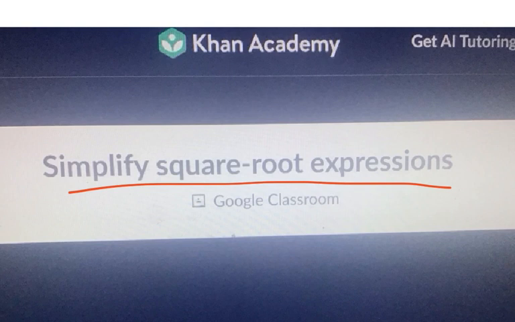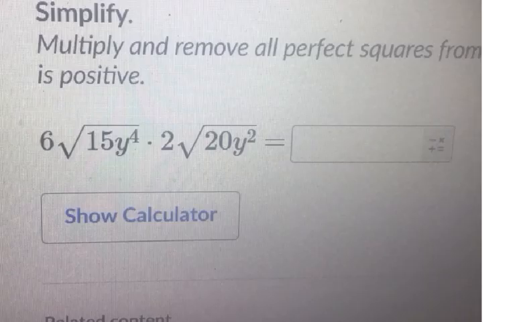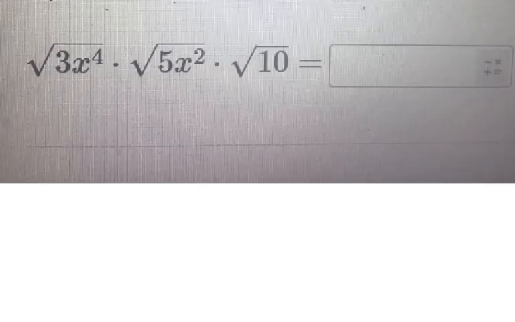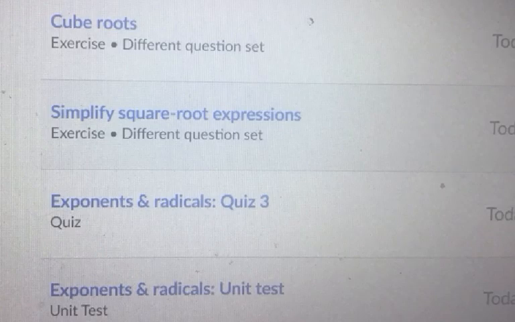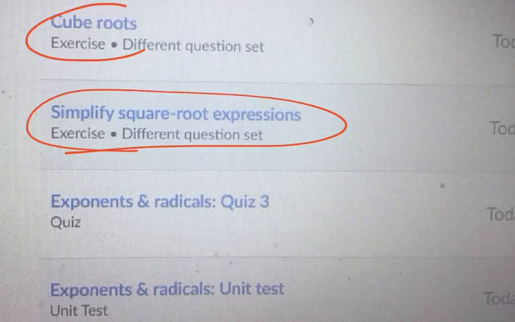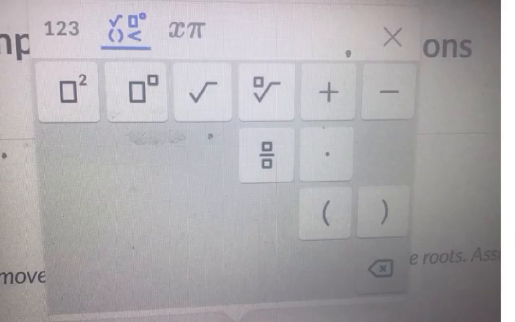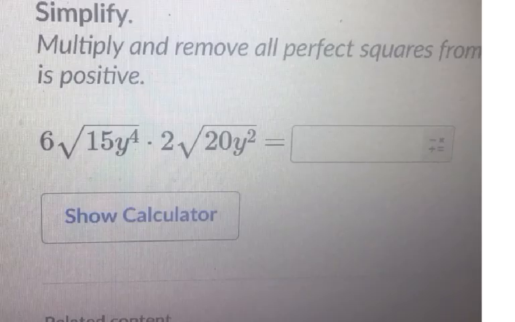Now, before I do a couple example problems in here, I wanted to remind you that you have not only this assignment, but I added a cube roots assignment, a quiz, and a unit test from Khan Academy. All of this is for extra practice to help us get ready for the final. Since I'm not there to teach you right now, I'm hoping this video will suffice. So, that being said, let's get started here.